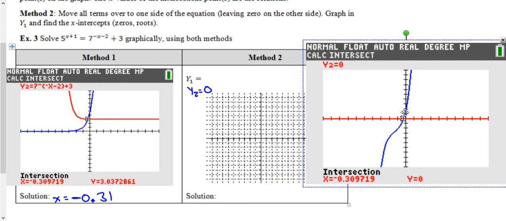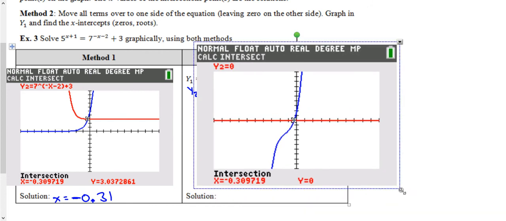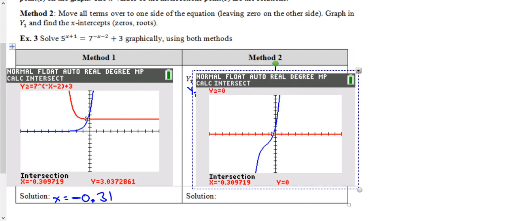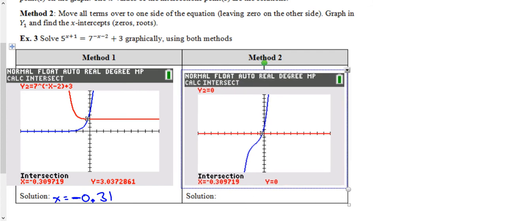Again, we don't really worry about our y values as we don't really need it. And all we're looking for is that x value, and of course it's the exact same for both there. So again, x is equal to negative 0.31 approximately there.